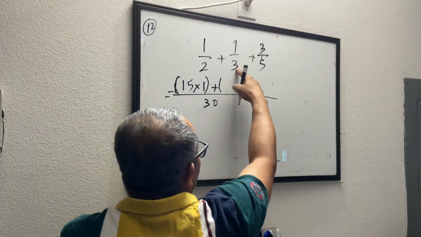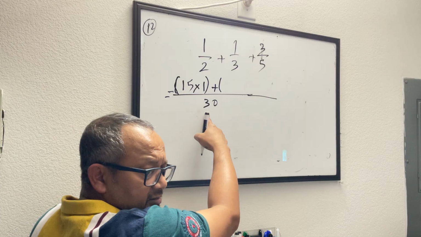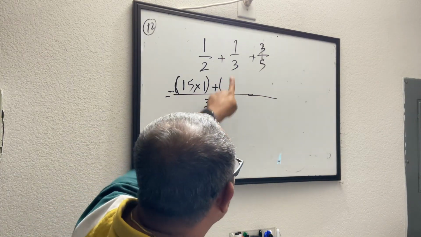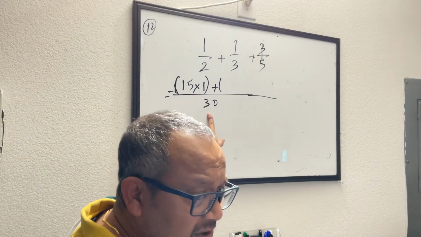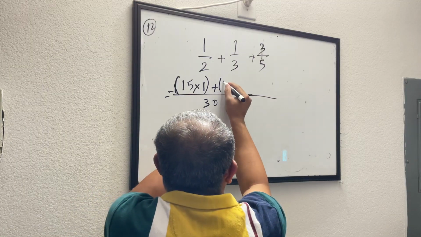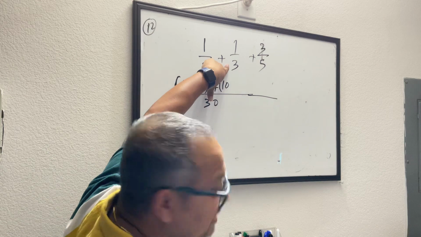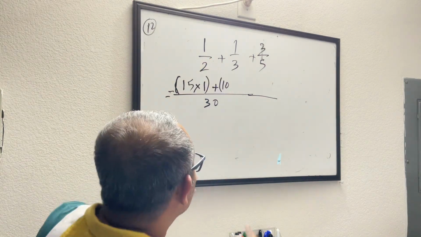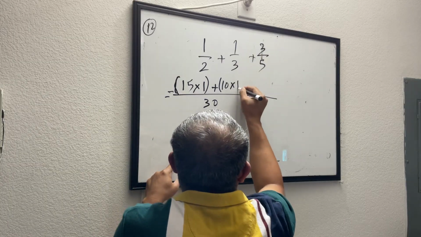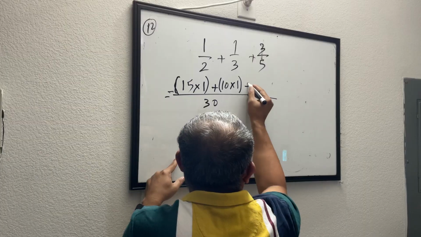How many times 3 will give me 30? You guys forgot the table of 10. It felt like you forgot the table of 3. 3 times 10 is 30. So I wrote 10 and then multiply that with the numerator, which is 1. Close the bracket. Second one is also done. And then I have a plus sign. I'll put a plus.